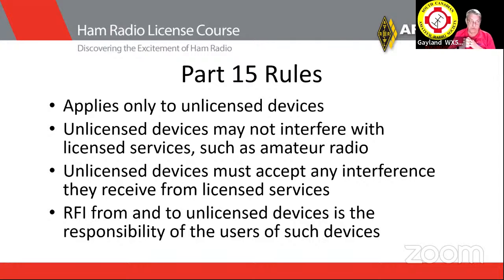So if one of them starts interfering with one of my ham rigs, that's a licensed service. Works the other way around too. They're unlicensed. They have to accept interference from licensed services.